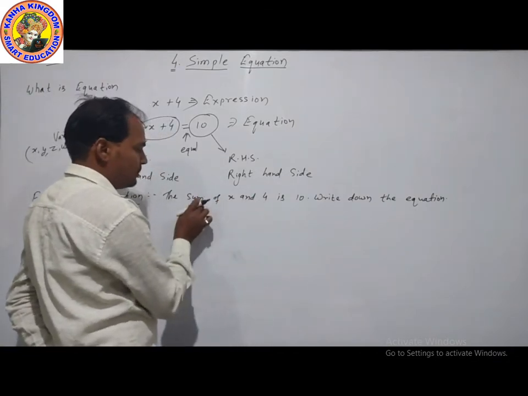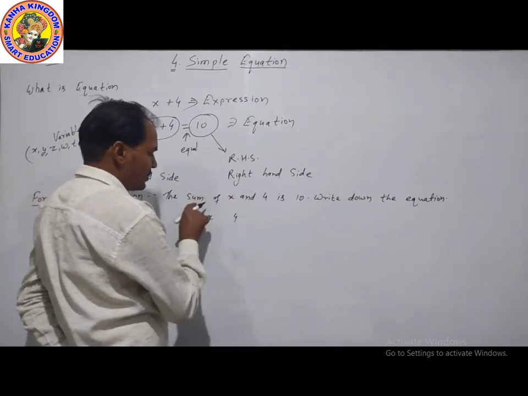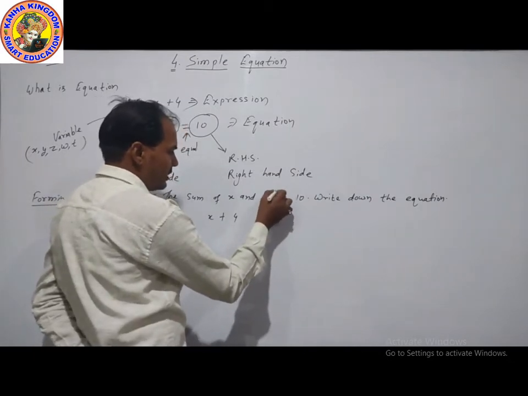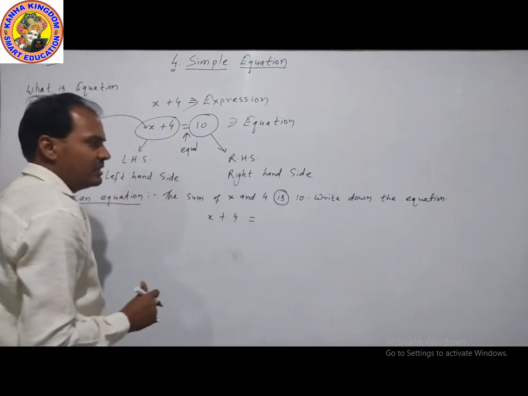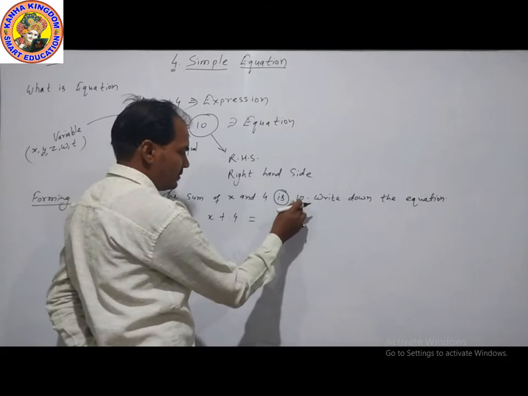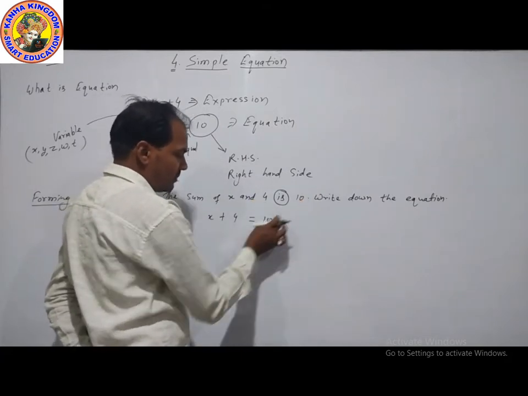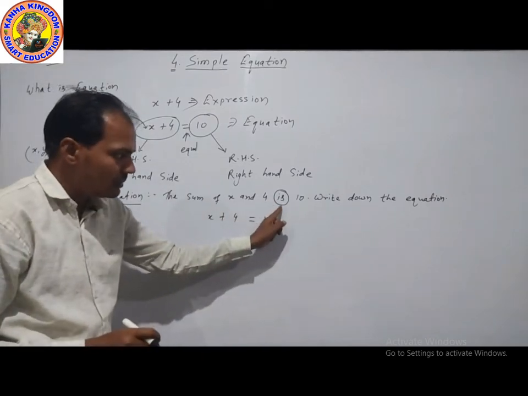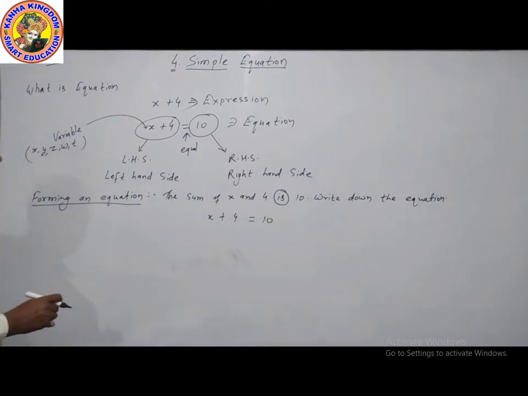We have to sum, which means addition, x and 4. Is is used as the equal sign, then 10. The sum of x and 4 is equal to 10. This is our equation.